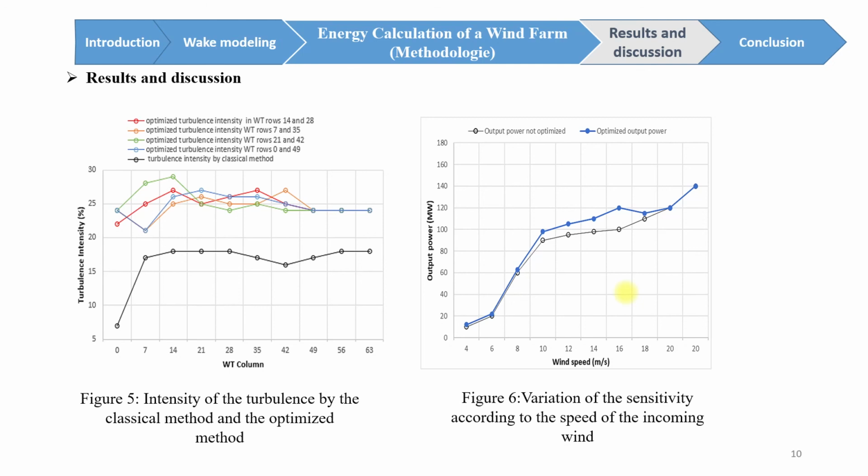A sensitivity analysis for evaluating the approach used in our article is shown in figure number 6. As can be seen, the optimization proposed by the genetic algorithm allows an increase in the power in the speed range of engagement up to 16 meters per second. On the other hand, for high speed, the energy production is the same because all the turbines operate at nominal power.